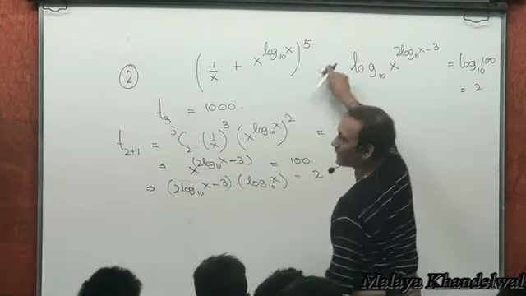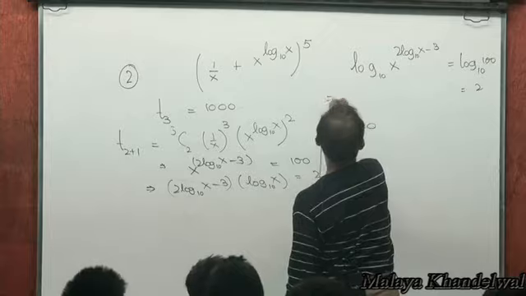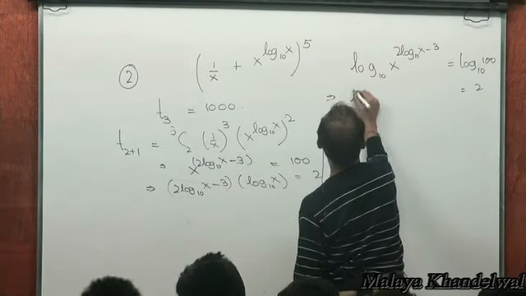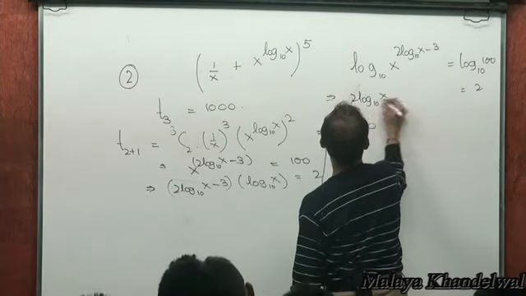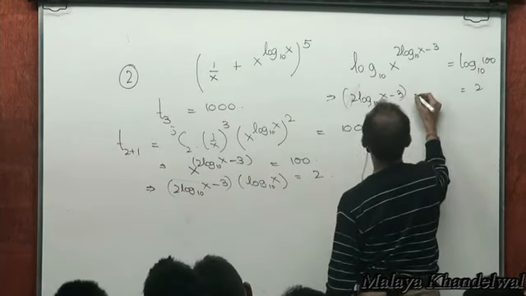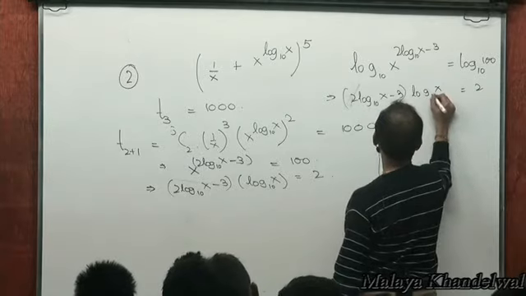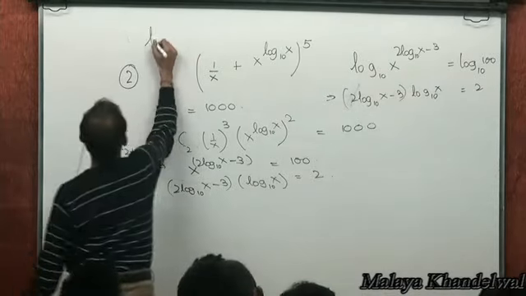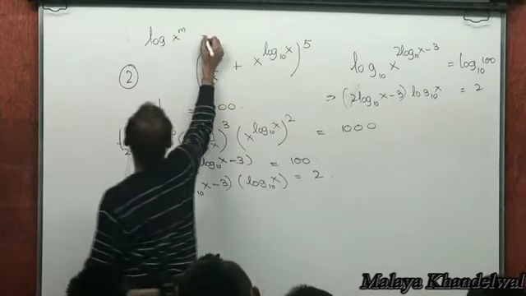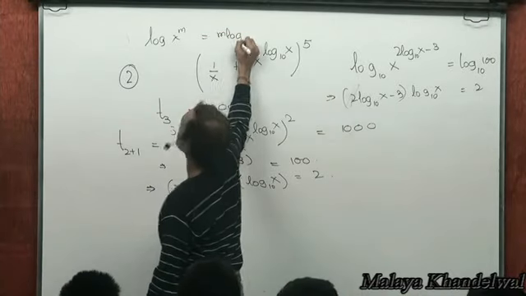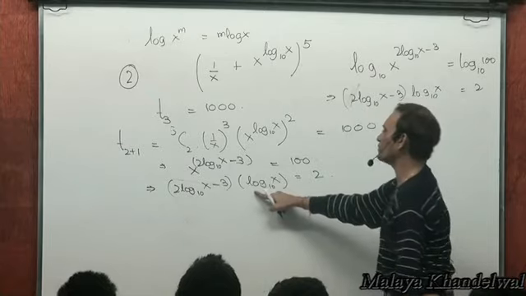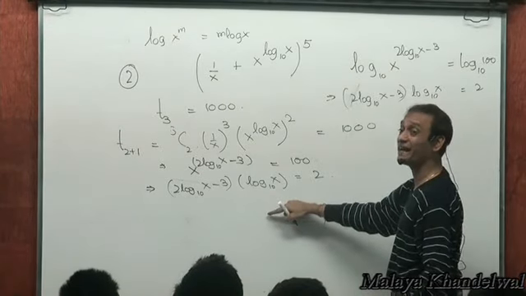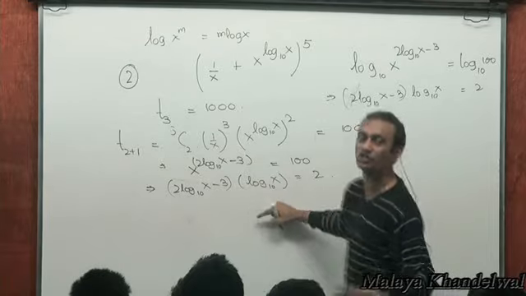Log of x to the power m would be m log x. So we have 2 log x to the base 10 minus 3 log x, right? Log of x to the power m is m log x, isn't it? That's a property that we used here. So now what you can do is take log x to the base 10 as t, get a quadratic in t and solve for t.